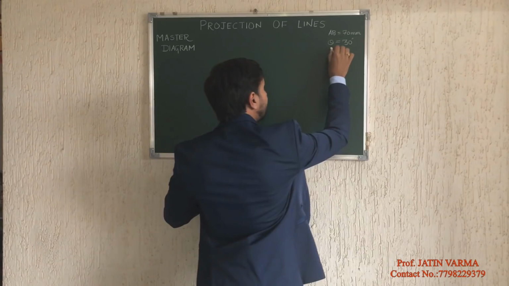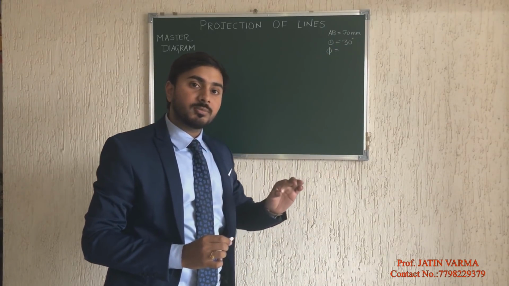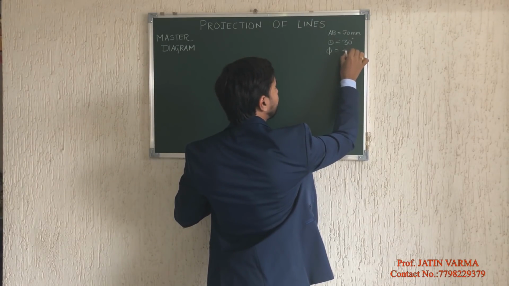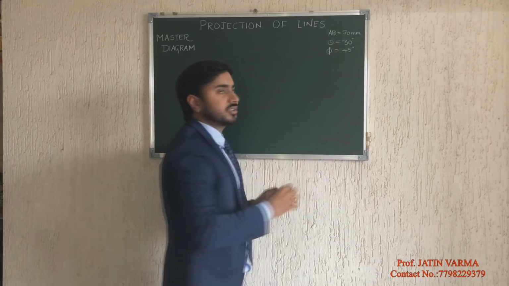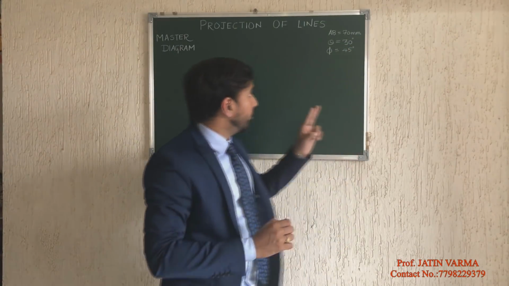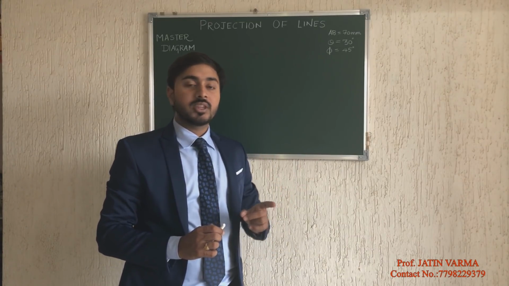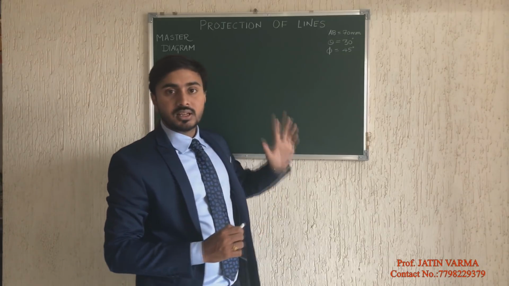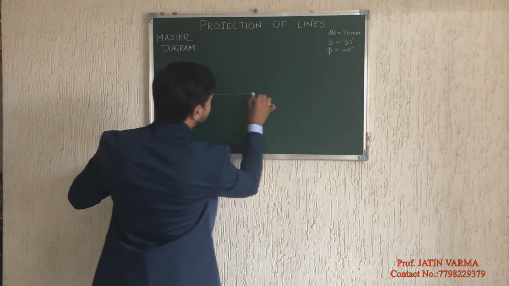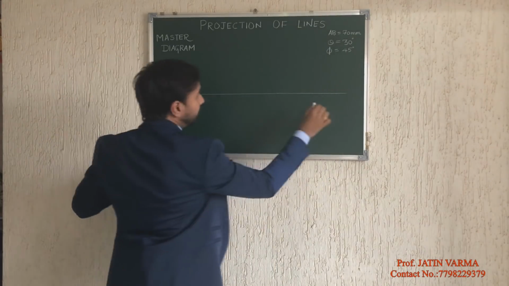One more thing: if I am taking the true length inclination with respect to VP, let us assume it to be 45 degrees. So I am having one line, the true length of which is 70 mm, and I am having two inclinations of it. With respect to the front view, it is 30 degrees. With respect to the top view, it is 45 degrees. So let us draw that line. For that, first of all, I have to draw my xy. So that becomes my xy line.